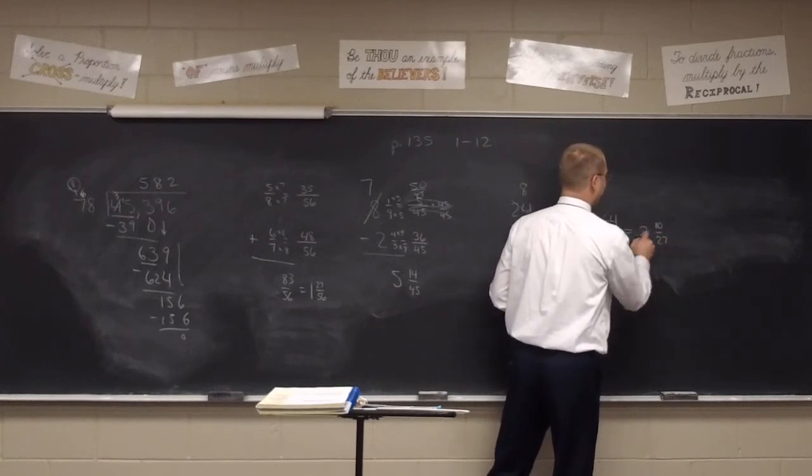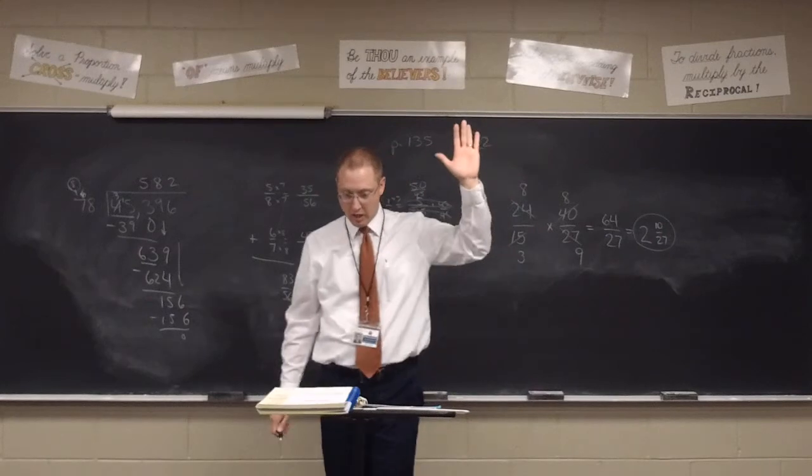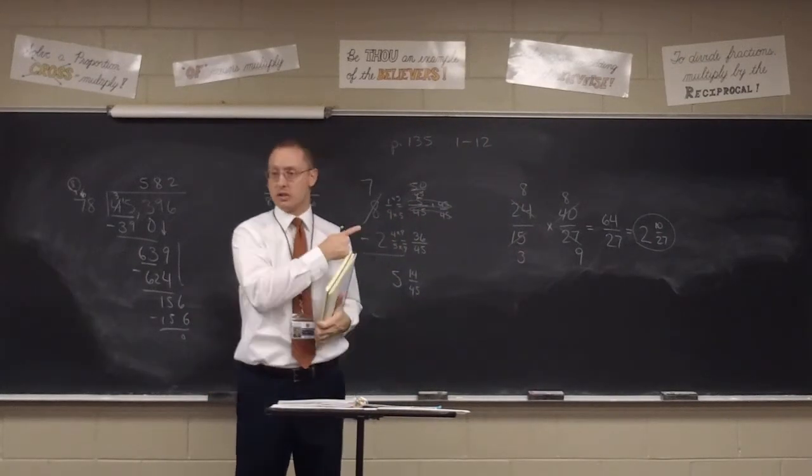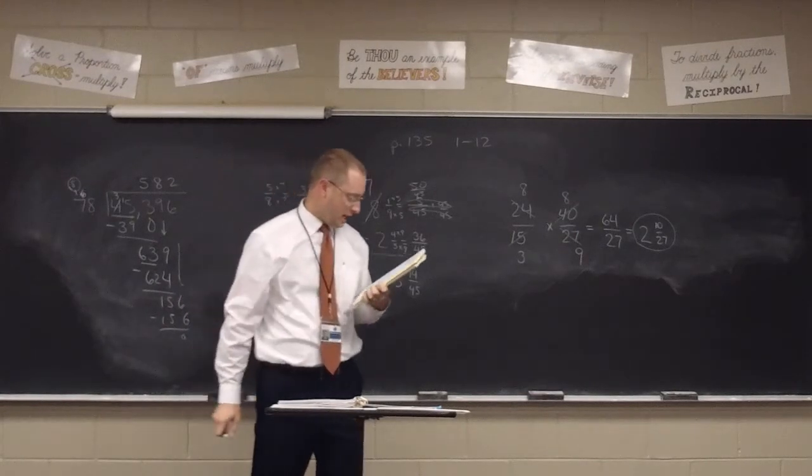10 27s left over. How many have 2 and 10 27s? 4, number 7. Okay, still not as many hands as I'd like to see. Questions, comments? All right, looking at number 8.